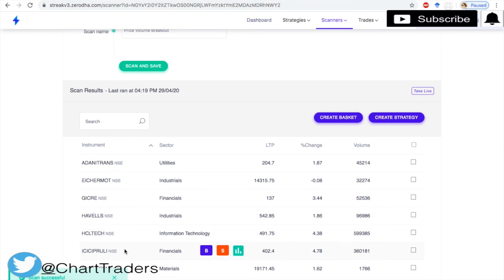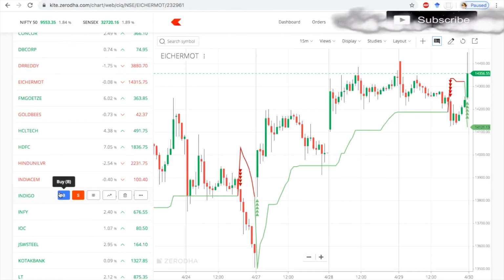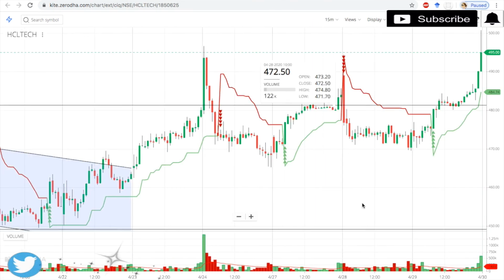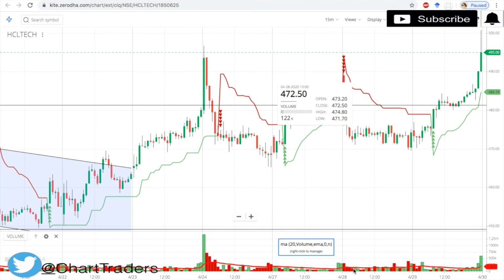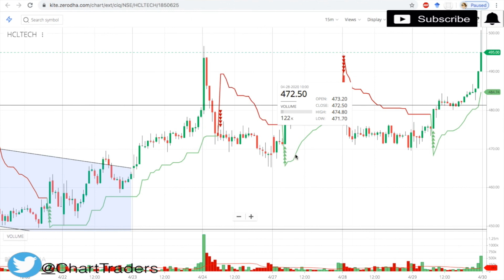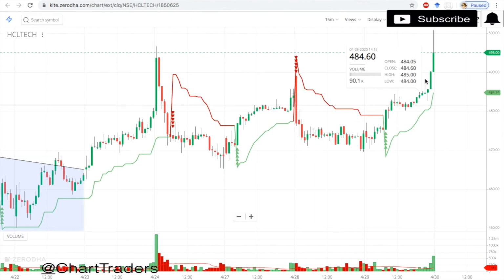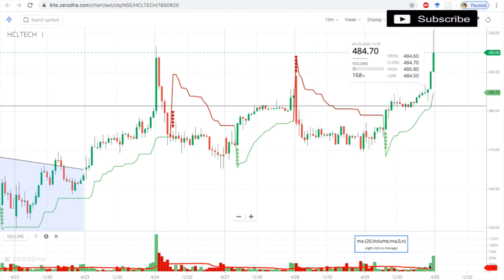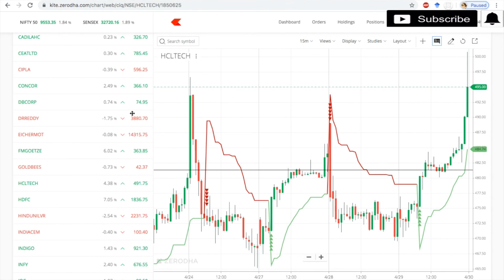So we have HCL Tech, ICICI Pru Life, Shree Cement. We can check out HCL Tech on the 15-minute chart. So today's close is higher than the last 20 candles and the volume is also higher. So you can generate a Streak alert.